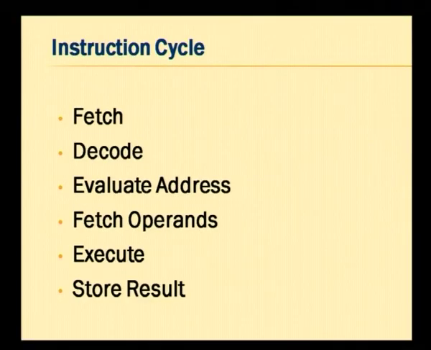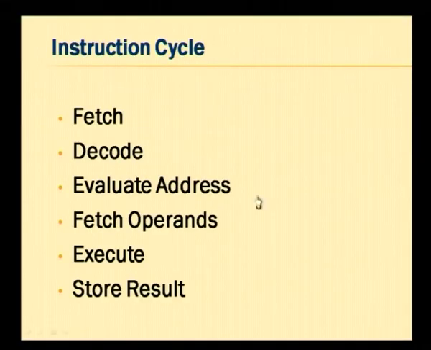Once you have decoded the operation, there may be some address that you may need to evaluate. For instance, in the example that we just saw, to find the memory address, I am adding the contents of one register and some other value. So, like that you may have to evaluate the address if it is that kind of an instruction. So, evaluation of address is one other aspect. Then you actually fetch the operands.